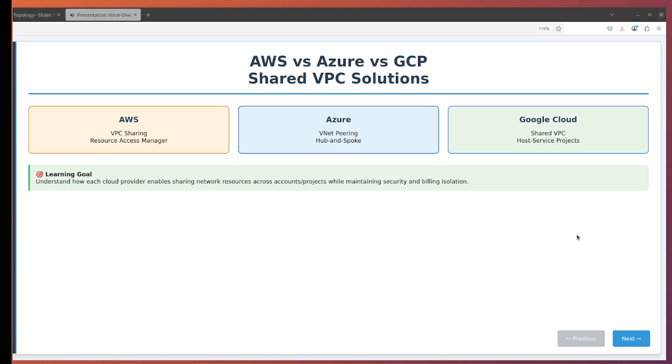We'll explore how each provider enables you to share network resources across different accounts or projects, the terminology they use, and most importantly, memory techniques to keep them all straight in your head.